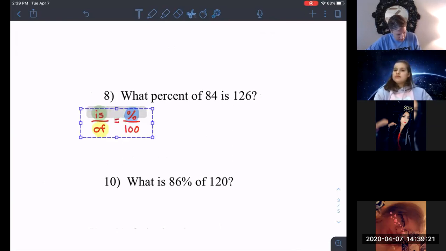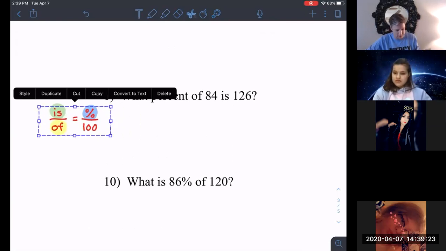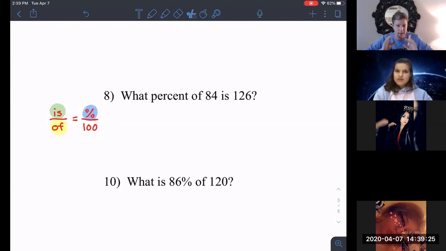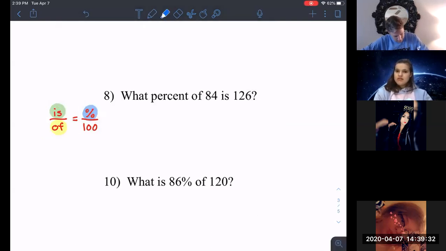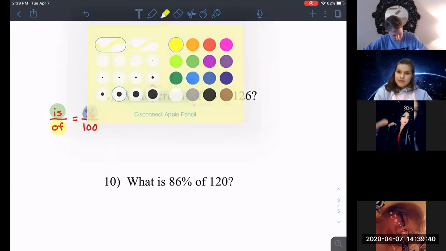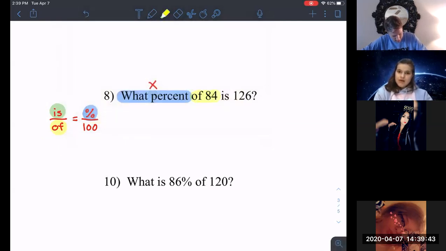We're going to do number 8. I'm going to bring this over here. It's always a good idea to start with that, every single problem, so you know what you're doing. Let's highlight. Start with the percentage. They don't give us a percentage, so that's going to be our variable. The of number is right here, it's 84. That's the whole thing. And then the is number is 126. What percent of 84 is 126?